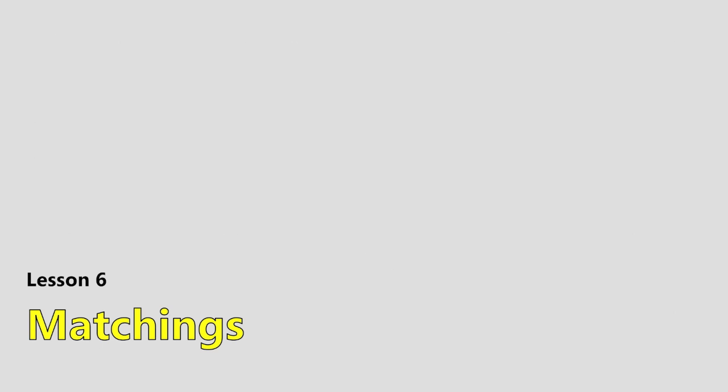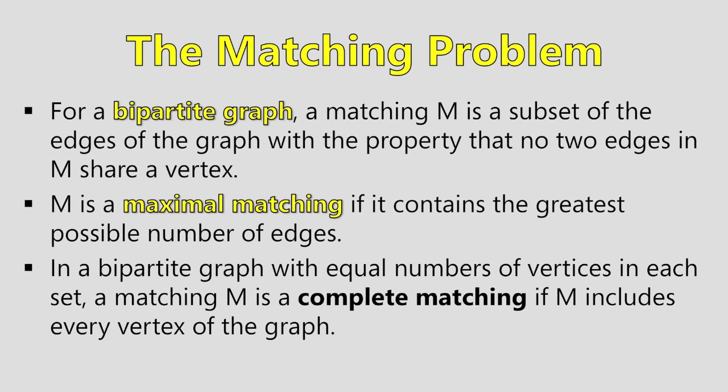On to matchings. The matching problem is really, for a bipartite graph, a matching M is a subset of the edges of the graph with the property that no two edges in M share a vertex. M is a maximal matching if it contains the greatest possible number of edges. In a bipartite graph with equal numbers of vertices in each set, a matching M is a complete matching if M includes every vertex of the graph.